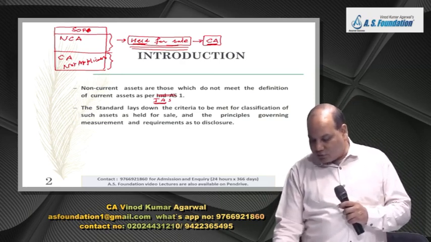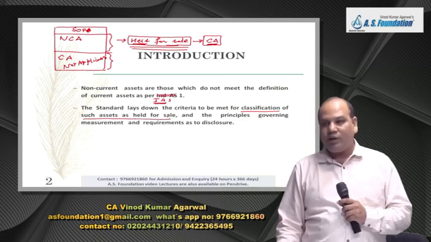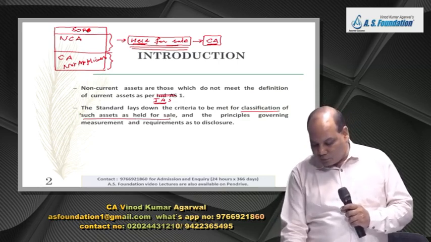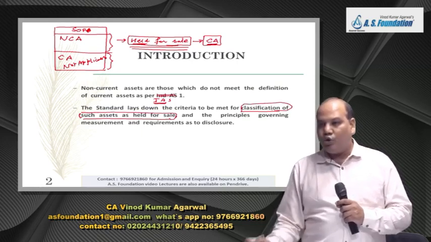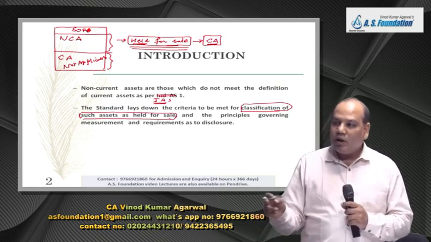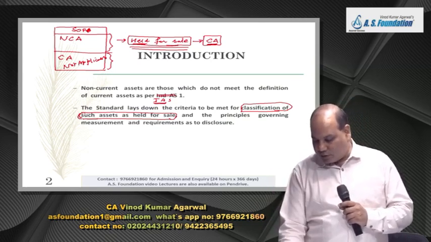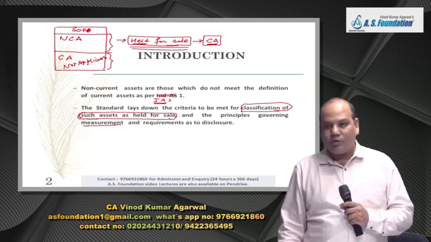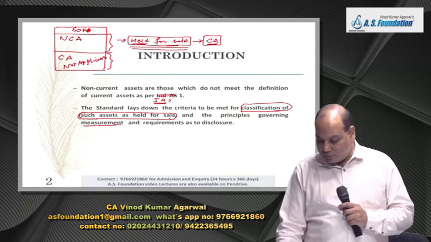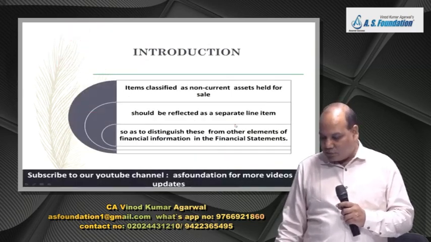The standard lays down the criteria to be met for classification of such asset as held for sale. So first few minutes we will understand when will you call a non-current asset as held for sale. Okay. What are the conditions required? And then next few lines, we'll discuss the measurement and disclosure and presentation part. So standard is very simple.